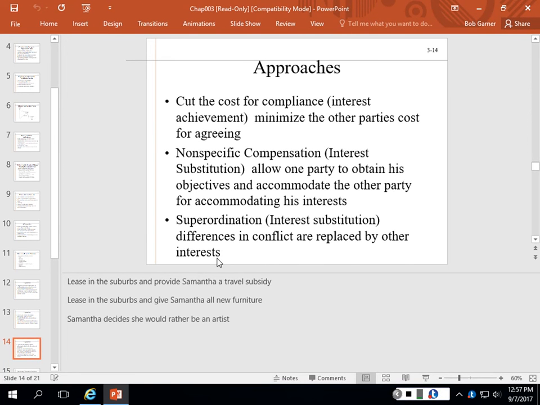And then superordination just says that differences and conflicts are replaced by other interests. In the story in the book, the one lady just said, I'm going to quit. I'm not going to work there anymore. So that would be superordination, where you just replace it by other interests. Go to work doing something else.